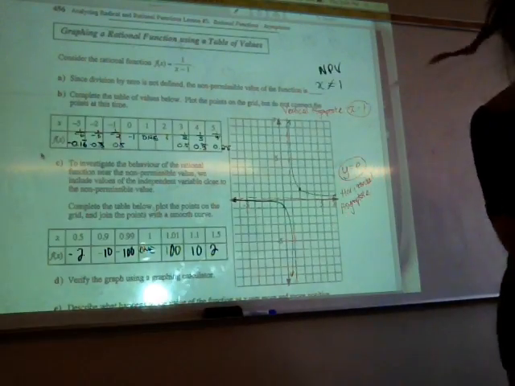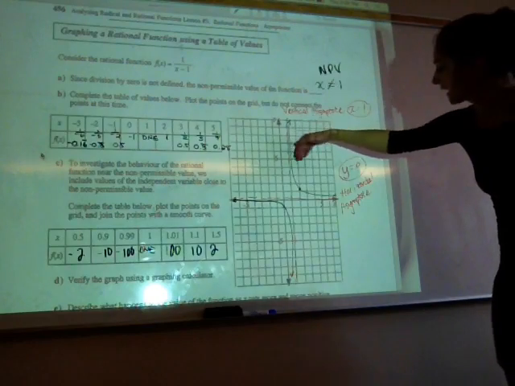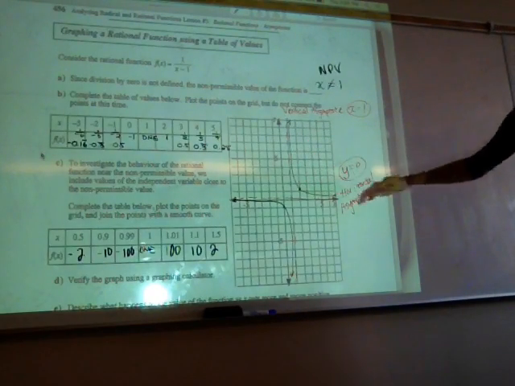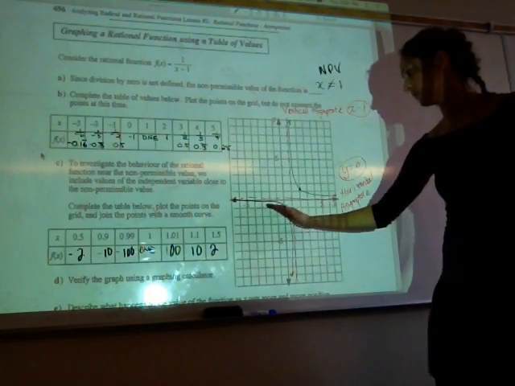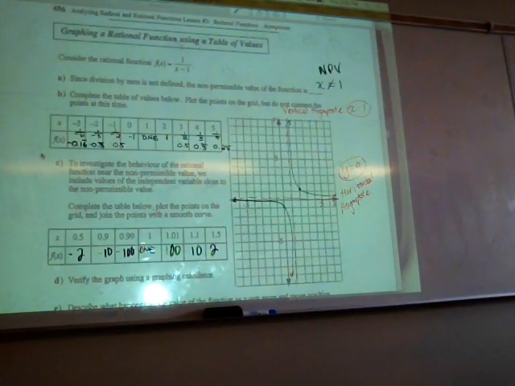Anyways, I was thinking about f. Okay, it's approaching the x-axis. And same thing as x is getting smaller and smaller, it's approaching the x-axis. So that's getting closer to our horizontal asymptote.